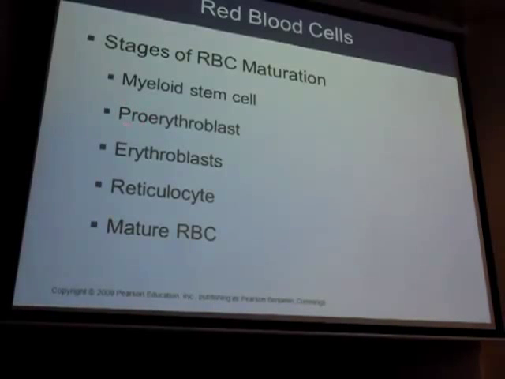Pro, what does that mean? Before. What comes first, the blast or cyte? Blast, beginning. If you use the alphabet, that might help as well too. So before, beginning, red blood cells. There's a lot of befores in that. And then here you get rid of the first one, so then it's just an erythroblast. Then right over here, you're going to lose the nucleus in between these stages. You'll see that coming up. Comes a reticulocyte, and then it's going to enter circulation and become a mature red blood cell.